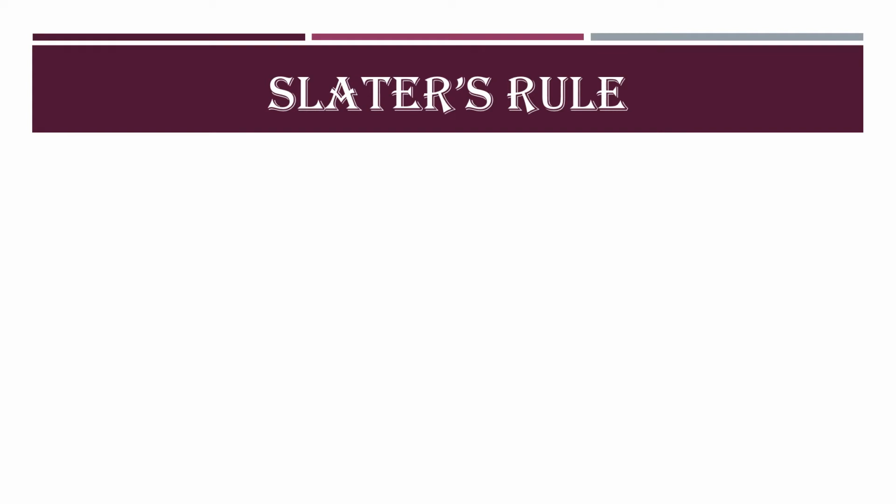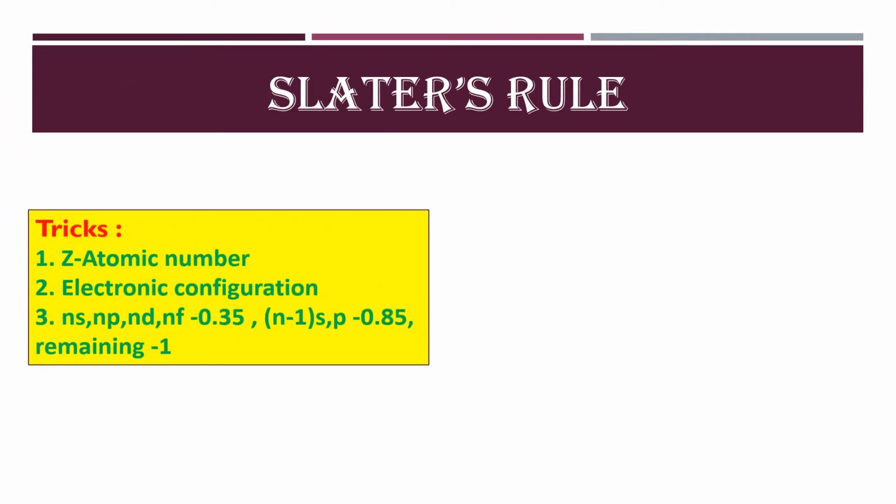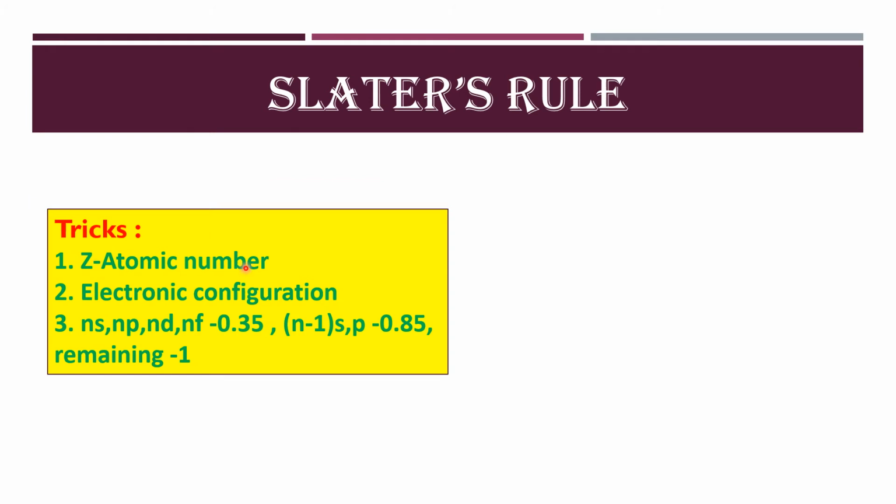How to find out using Slater's rule? What is the trick behind it? Only three things we need to find out. That is, the atomic number, which we should know for whatever element they are asking, and the electronic configuration, which we need to write. And the third one, we need to learn these three values. For ns, np, nd, nf, the outermost orbital we call n, and the next orbital we call n minus 1. For the outermost orbital the value is 0.35, and for the previous orbital, n minus 1, for s, p and d the value is 0.85, and the remaining everything is 1.